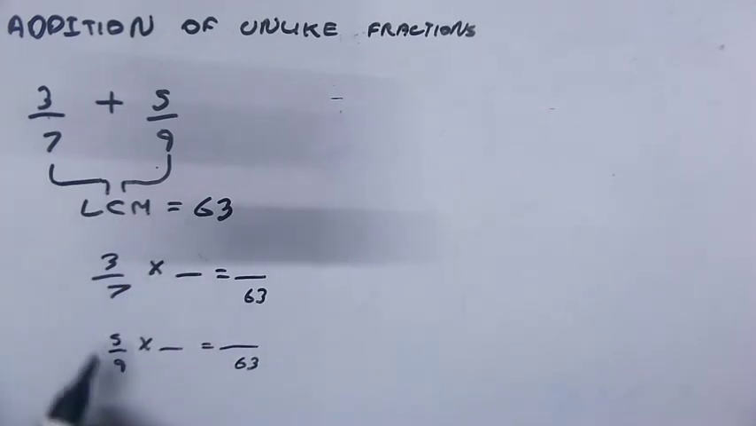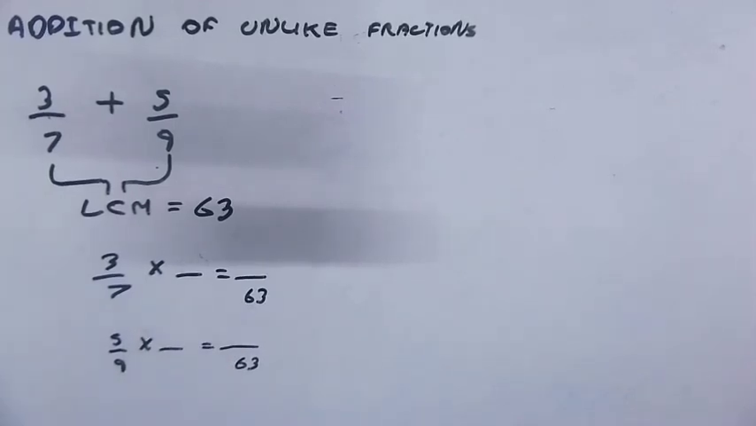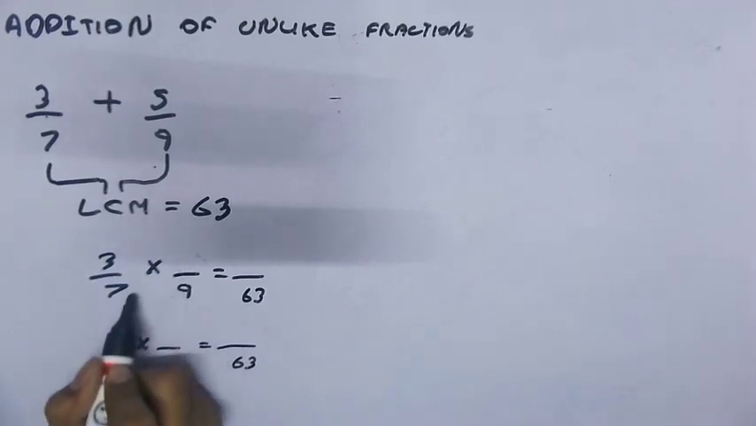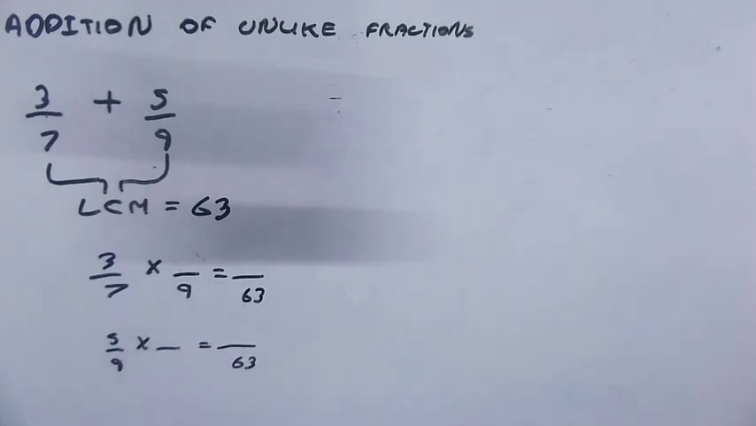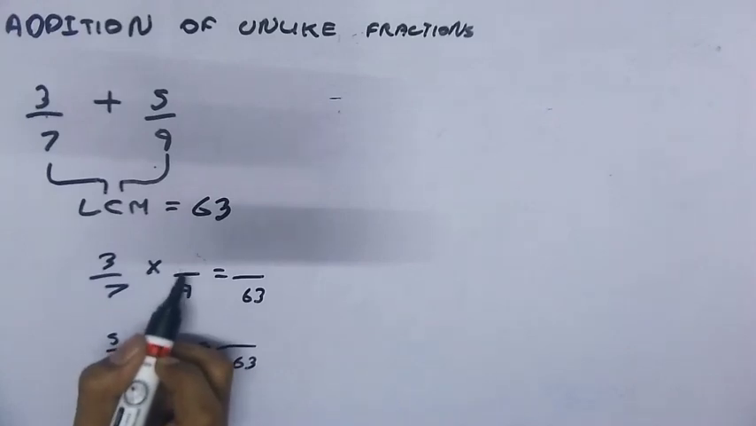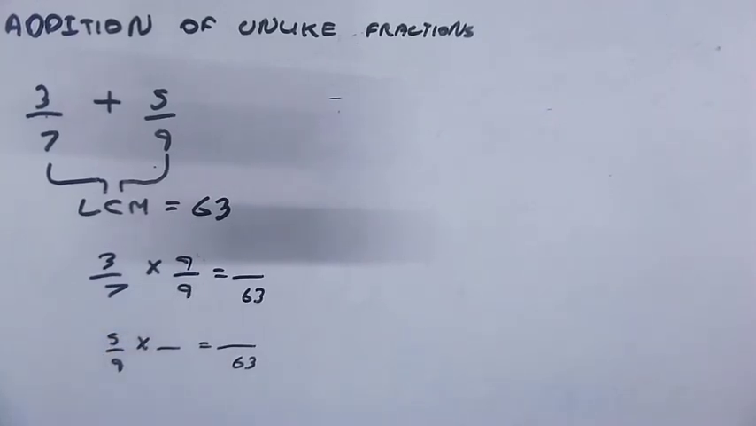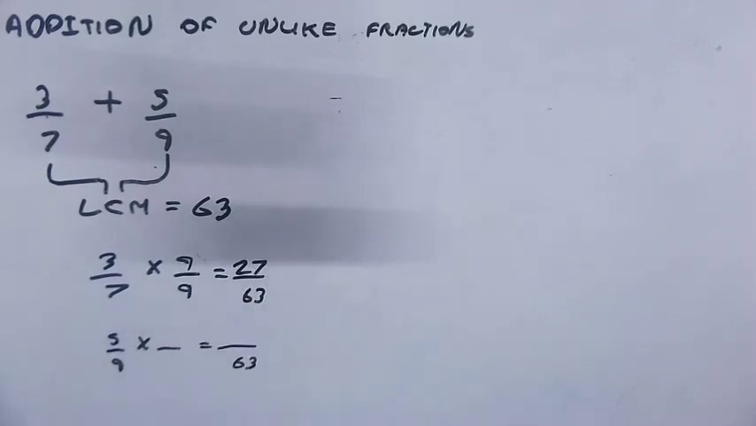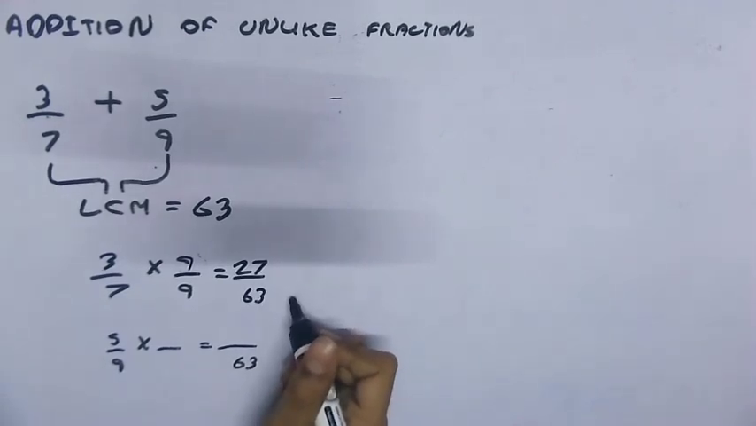So 7 into what will be 63? 7 into 9 will be 63. So 7 into 9 equals 63. As 9 is at the denominator, you have to take it on the numerator also. So 3 nines are 27. Now you got the first fraction, 27 by 63.